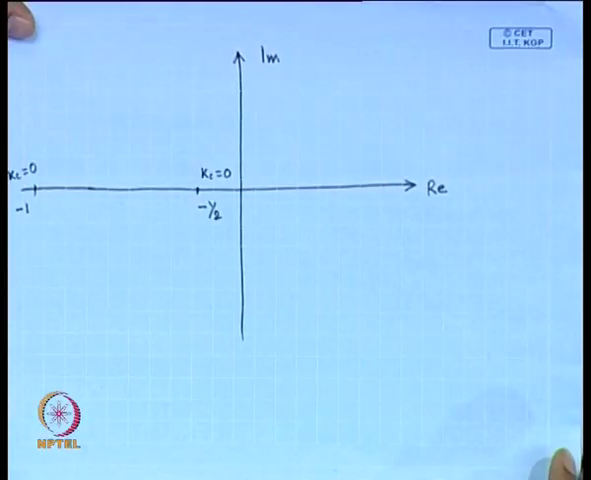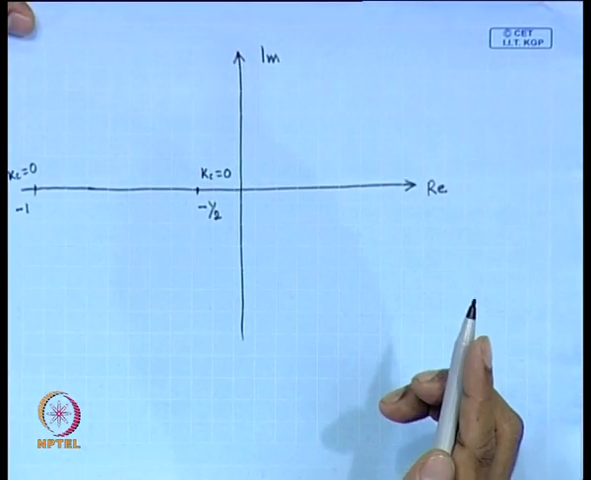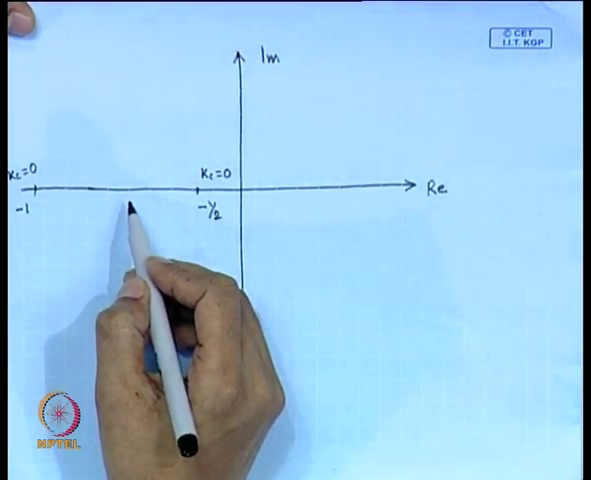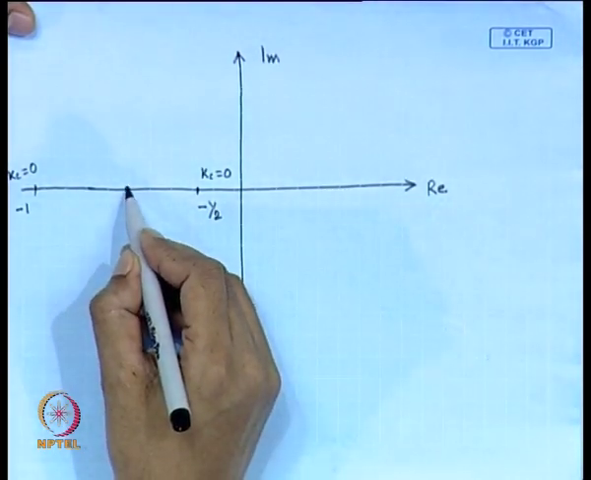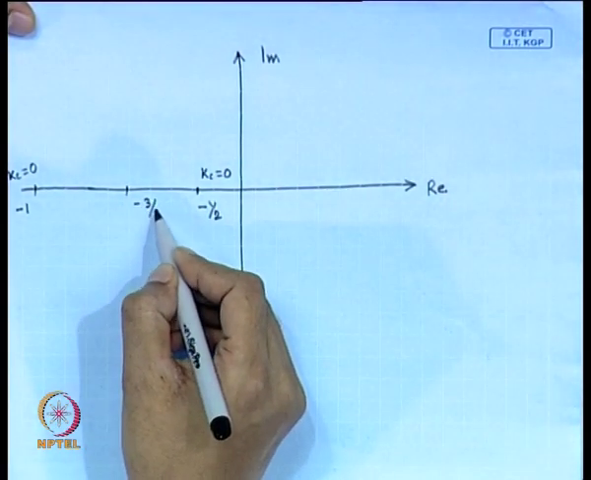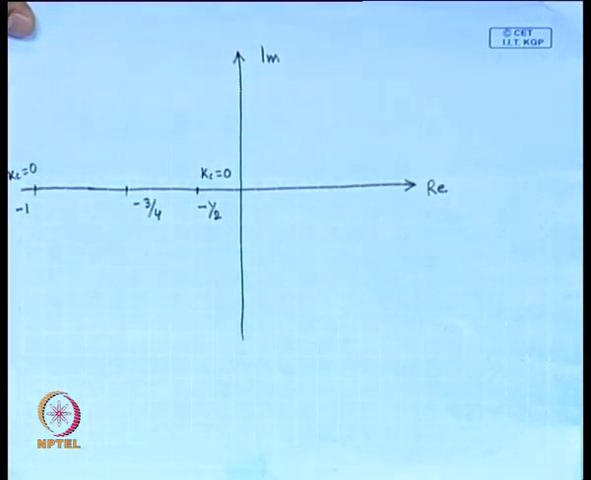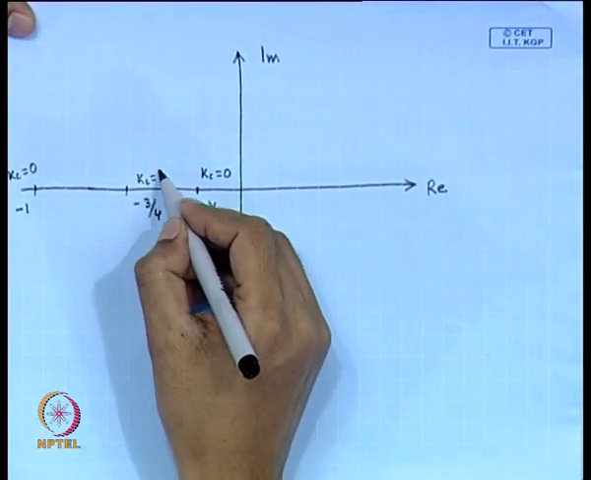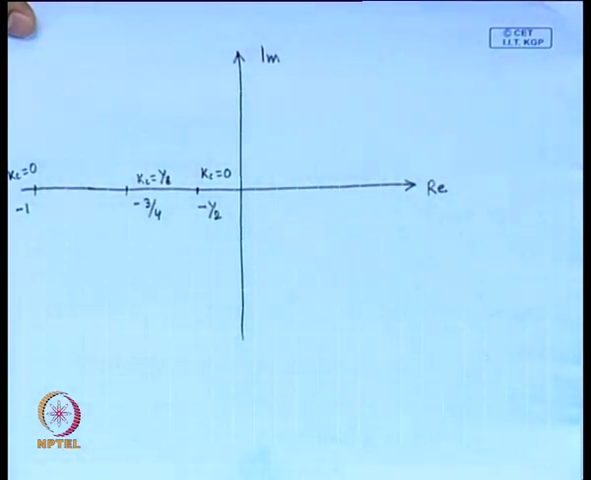In the next step we will consider, suppose Kc equals 1/4. No, before that we will consider Kc equals 1 by 8. If Kc is equal to 1 by 8, then we have only one root, that is minus 3 by 4, and minus 3 by 4 is in between minus 1 and minus half. Agree? Corresponding Kc value I am writing here, that is 1 by 8.